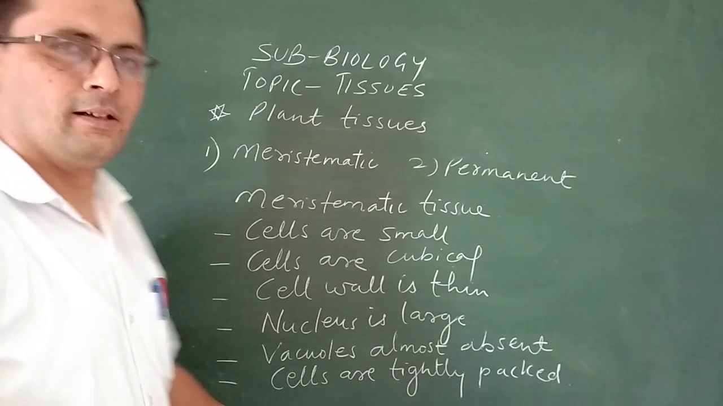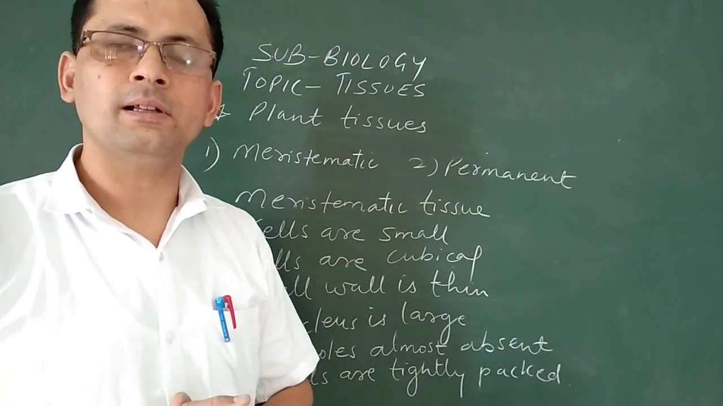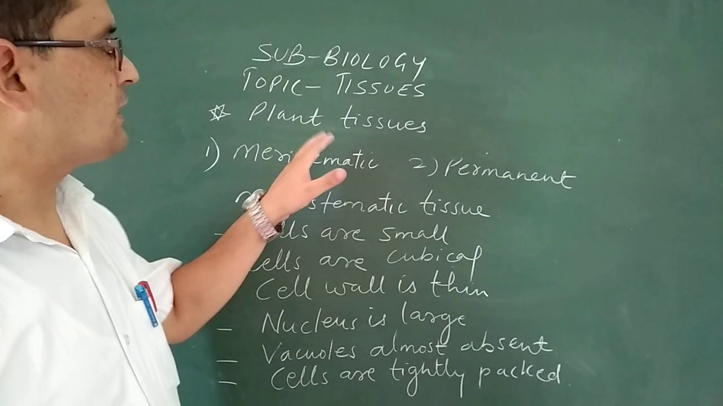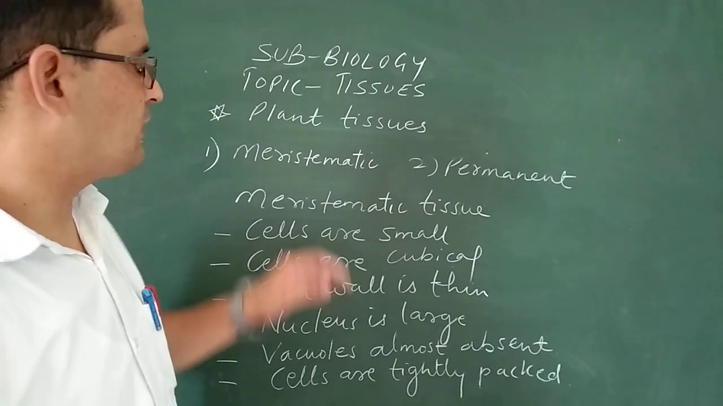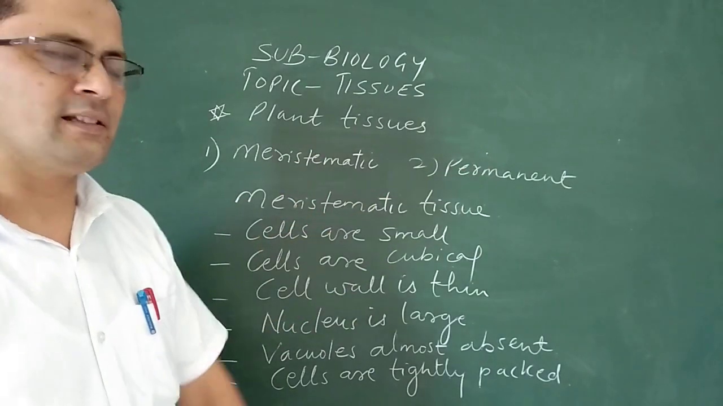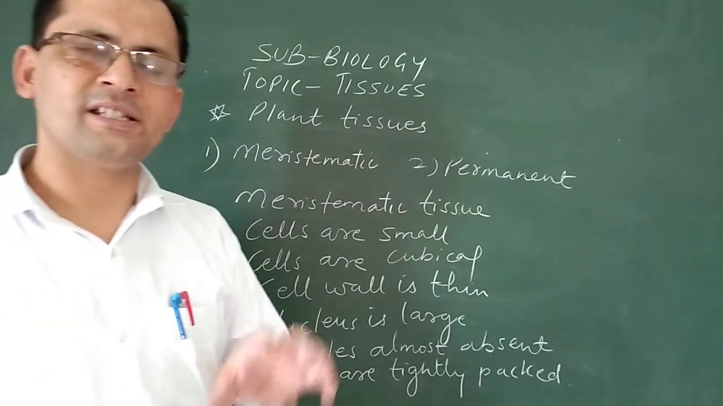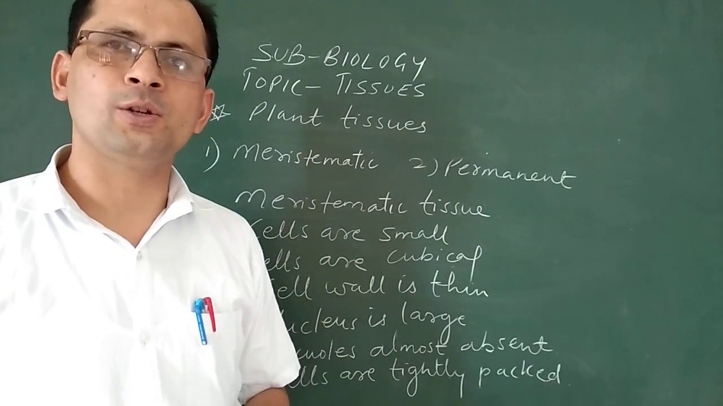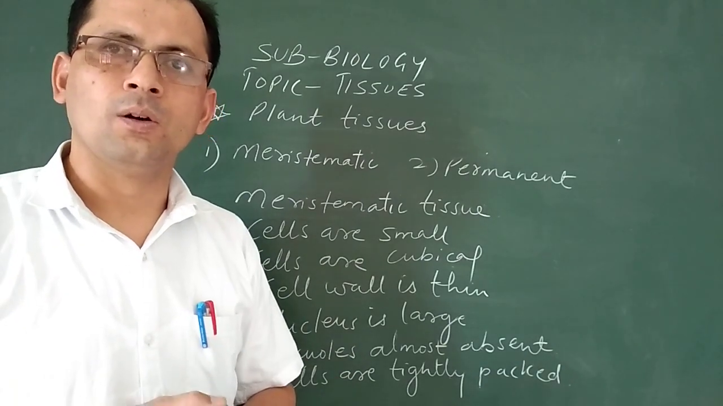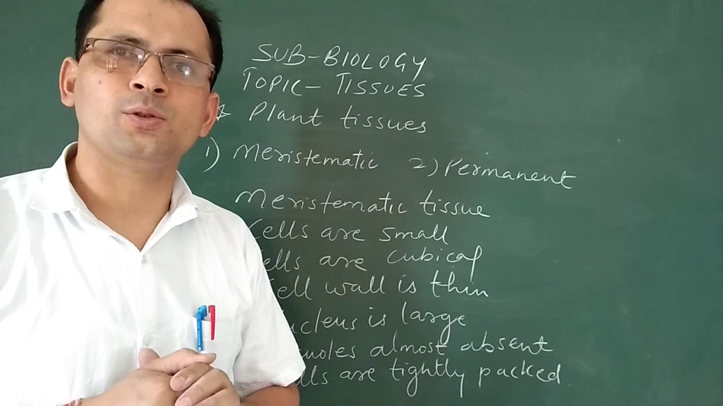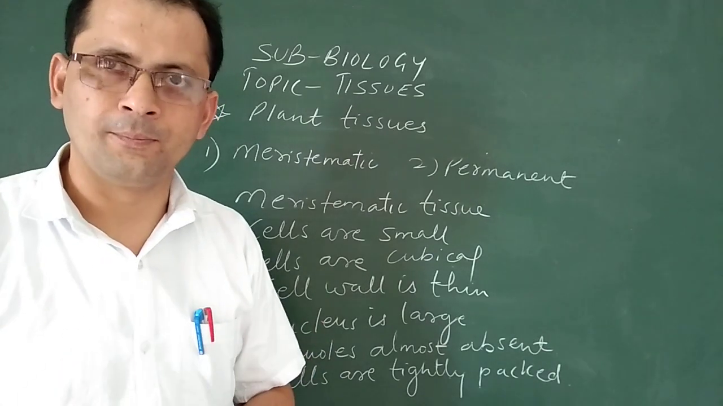Now see, I told you tissue is present in plants as well as animals. Now we are going to discuss plant tissues. Basically, there are two types of plant tissue: one is the meristematic tissue and the other is the permanent tissue. So what is meristematic tissue? Meristematic tissue is that tissue in which the cells are continuously dividing. The cells of the meristematic tissue have the ability to divide continuously.